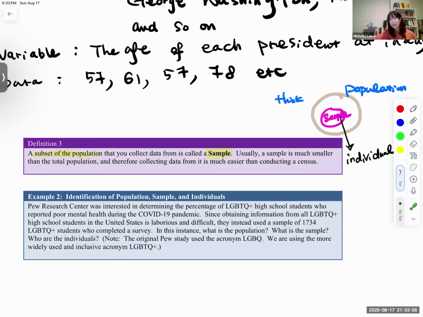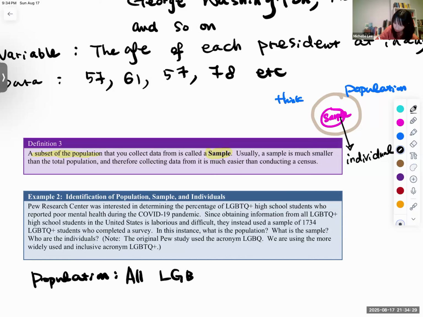Okay, we want to answer what is the population, what is the sample, what is the individual, right? So population will be all LGBTQ plus high school students in the US, right? All, we have to answer all. LGBTQ plus high school.